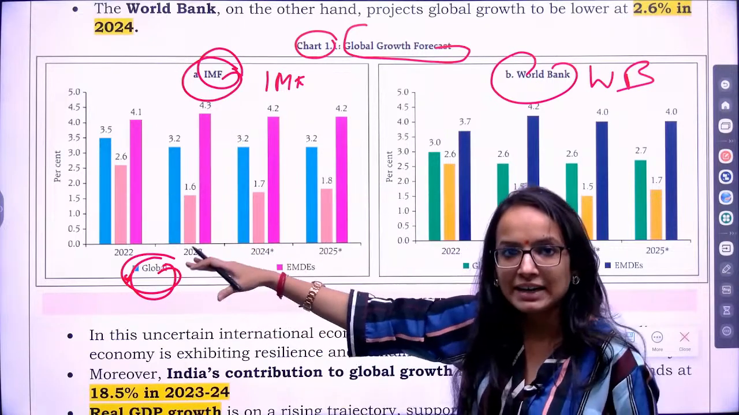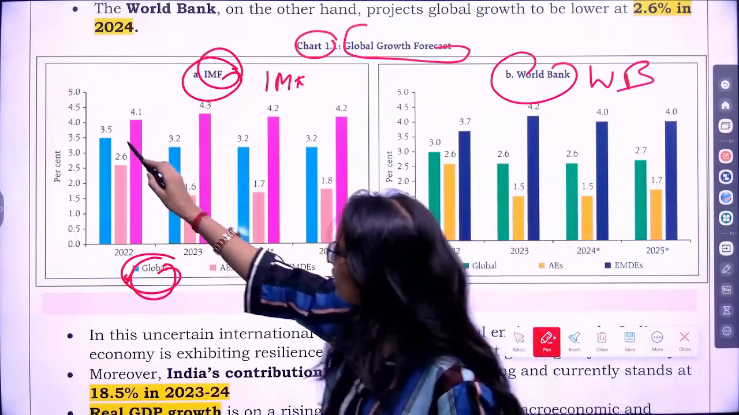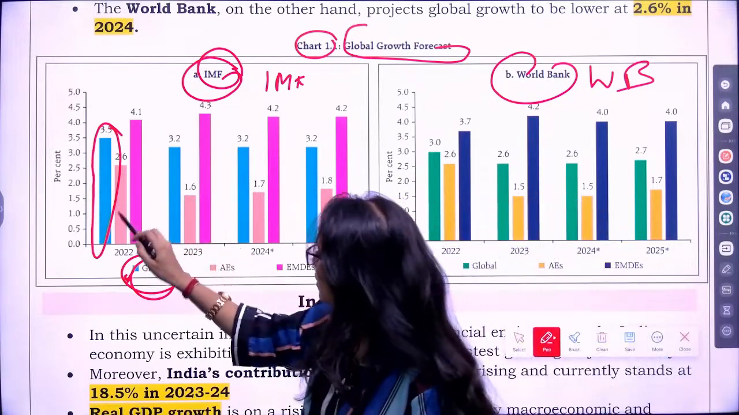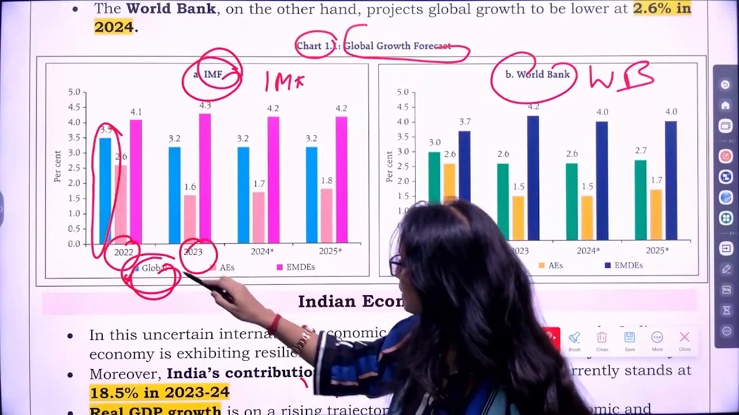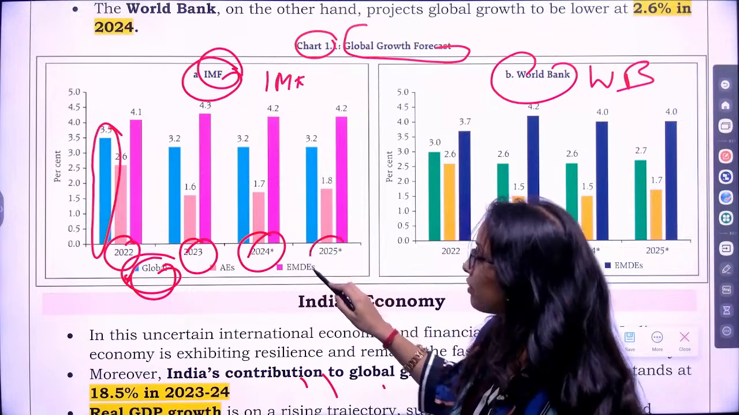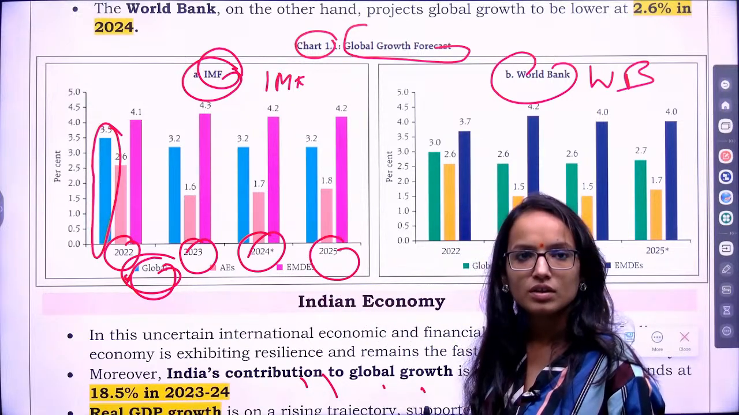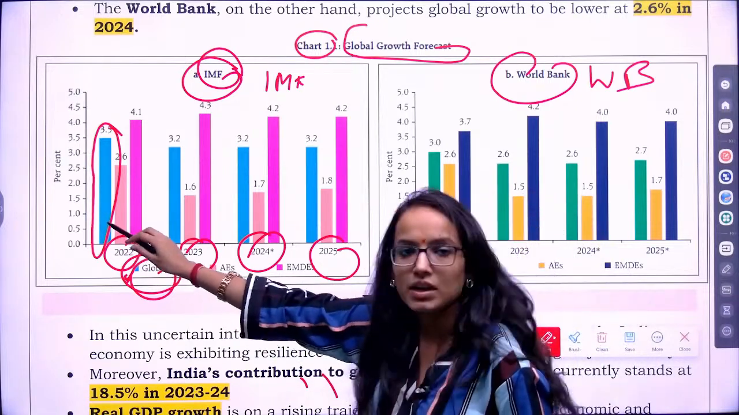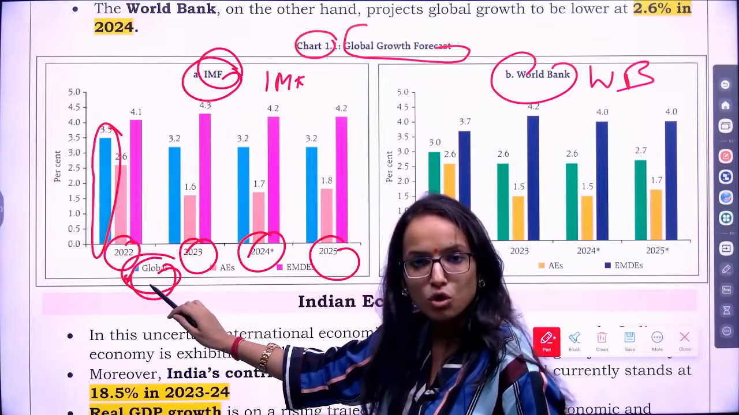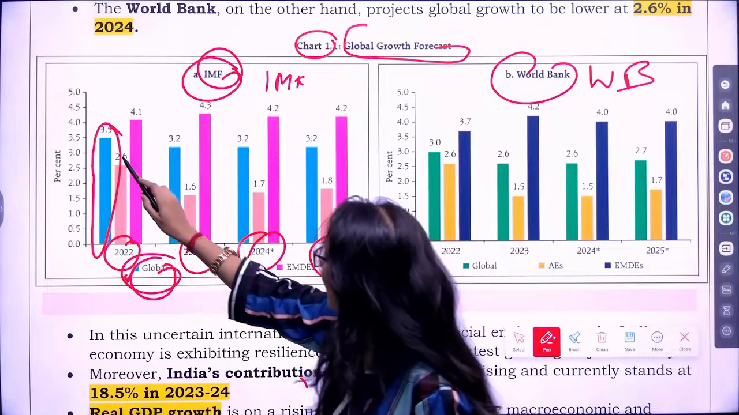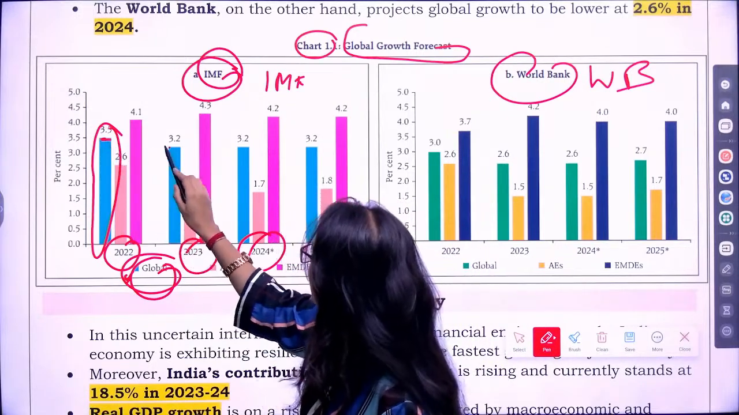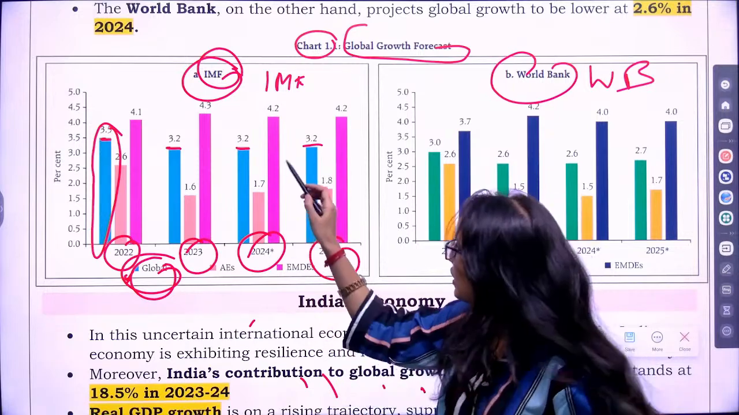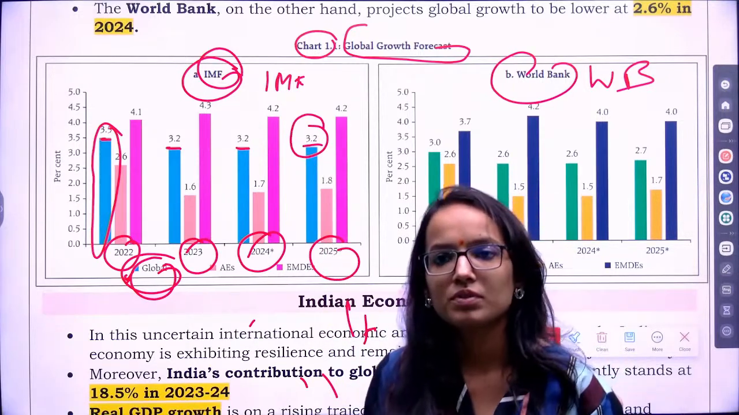At the global level, you see the IMF has this forecast, so it has been steady. Why are we saying it has been steady? You look at this bar graph. It is for 2022, then 2023, then 2024, and then 2025. Across all these years, the green one is your global growth forecast. It has remained almost stable: 3.5, 3.2, 3.2, 3.2. So what we are expecting is also 3.2%.